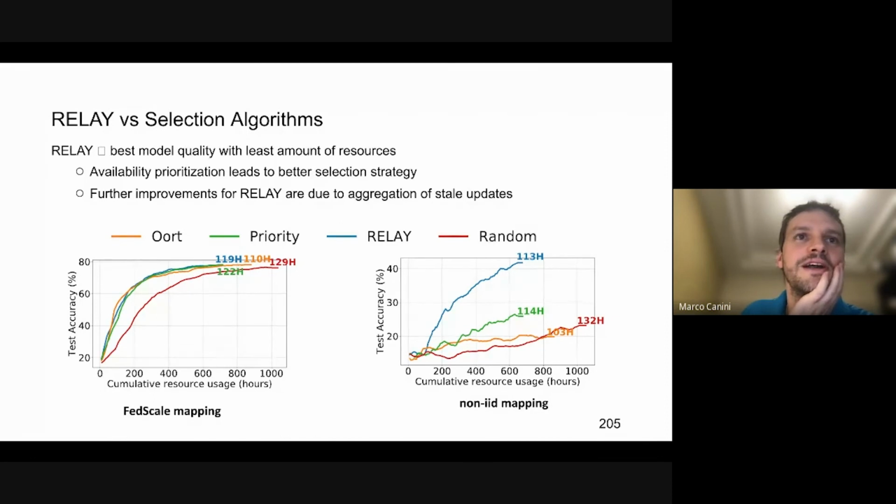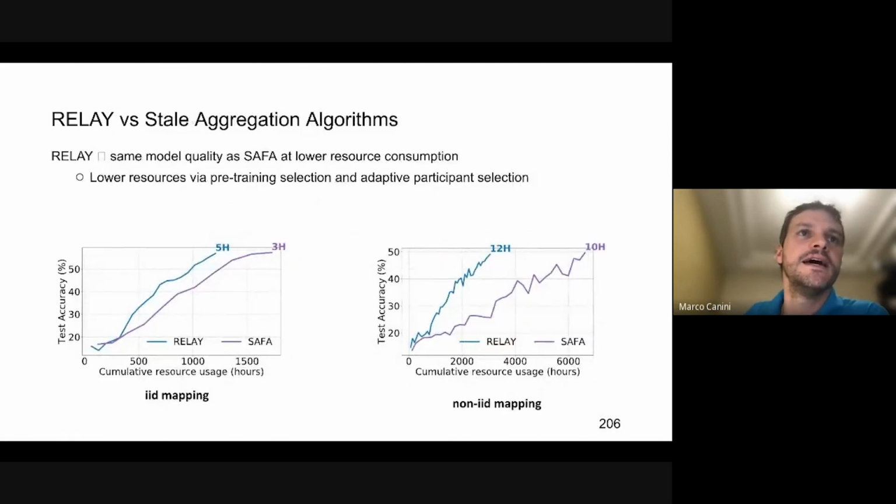So we can do better, and this plot is showing that both prioritization and the combination of stale updates help, particularly in the non-IID mappings. Next, and then we can also do better than just stale aggregation algorithms like SAFA, which will be very wasteful in terms of resources.